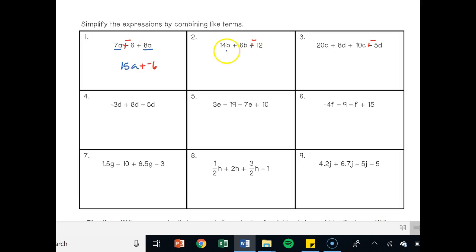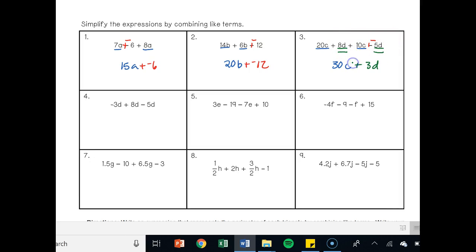Let's try it again. 14b and 6b, those are like terms. 14 plus 6, that is 20b. Negative 12, it's got no other like term. It's just a constant, a number all by itself. So there's your simplified version. 20c, 8d, 10c, and negative 5d. So 20c can be combined with 10c, right? That gives you 30c. 8d, I'll underline that twice, plus negative 5d, that gives you, different sign, subtract more, 3d.